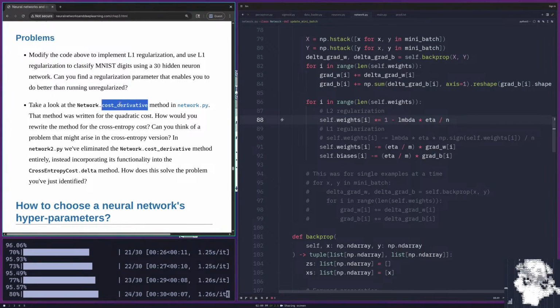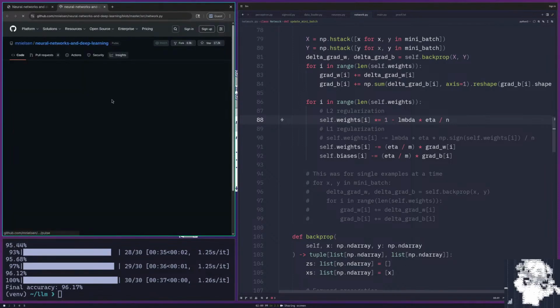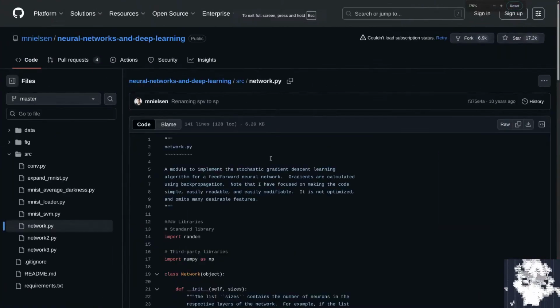Take a look at the cost derivative method. It was written for the quadratic cost. How would you rewrite the method for cross entropy cost? That was in network.py. In network2, we've eliminated the cost derivative method entirely, instead incorporating its functionality into the CrossEntropyCost.delta method. So I guess I have to find the old implementation and see what was wrong with it.